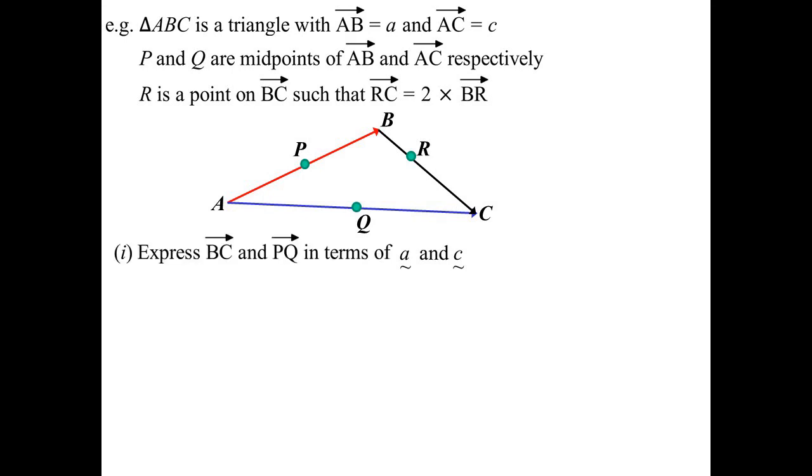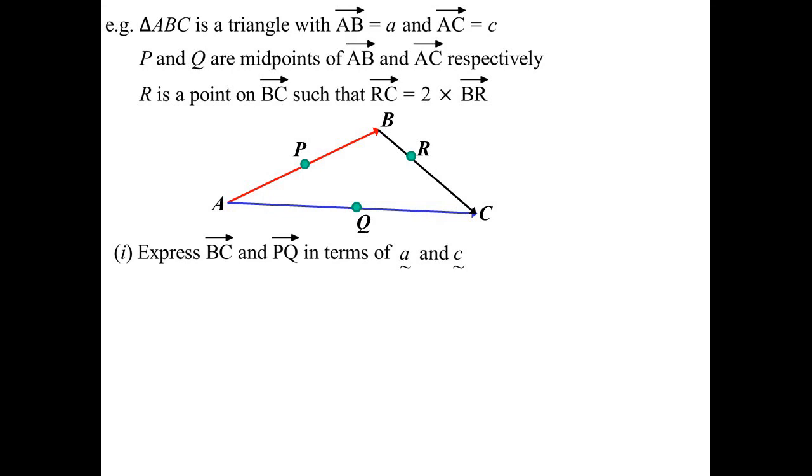So AB, I'm just going to call the vector A. AC, I'm going to call the vector C. P and Q are midpoints of those vectors. And R is placed so that the vector RC is twice the length of BR. Okay. Well, let's find expressions for the vector BC and PQ in terms of A and C. They're the only two that we've defined so far, A and C.